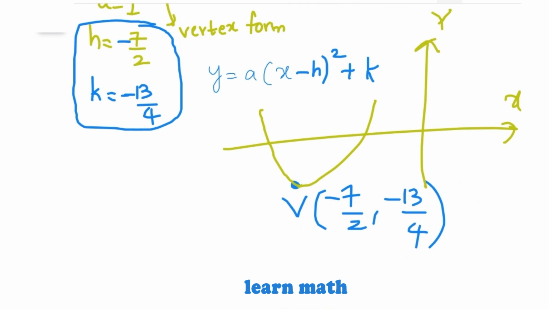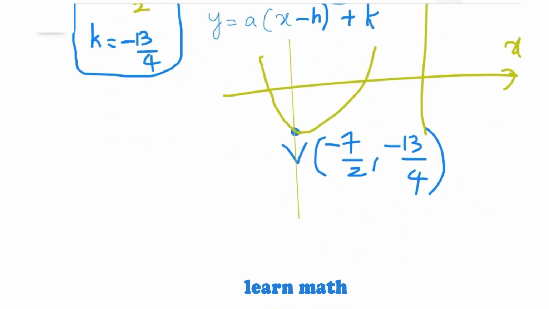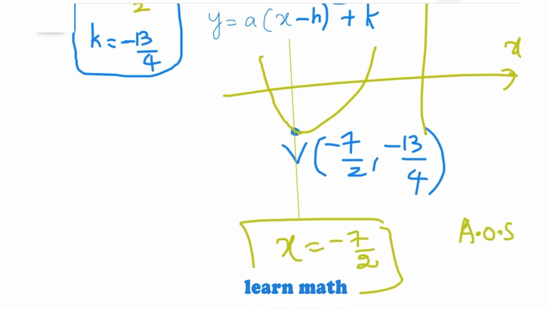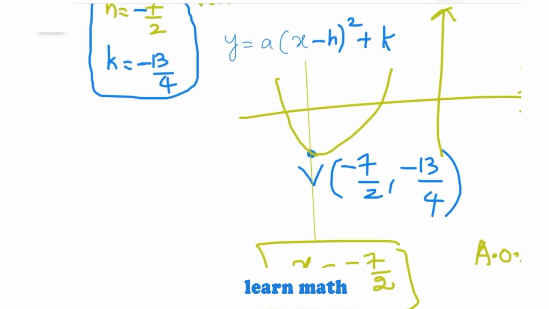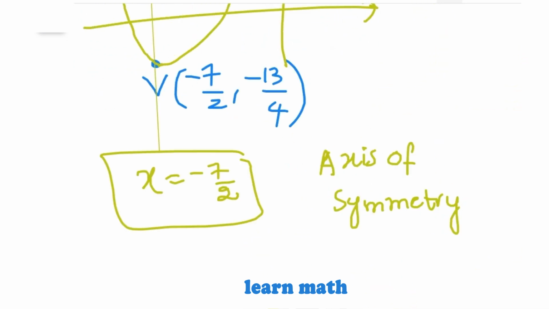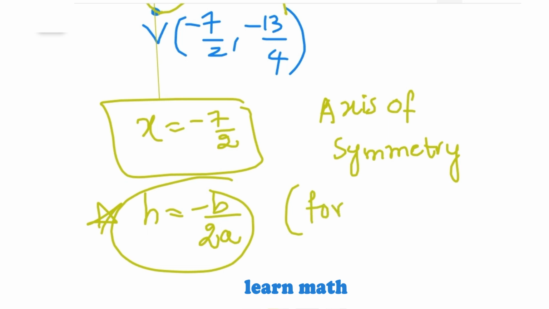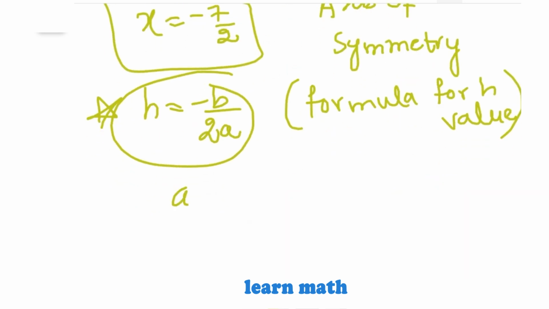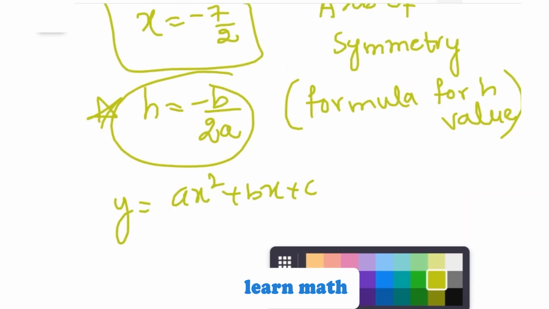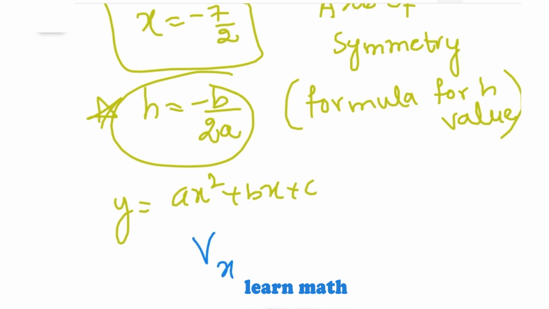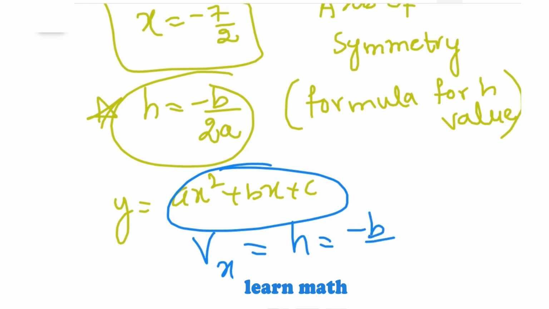The axis of symmetry is something like this. The equation of this line is x equal to negative 7 over 2. That is AOS, the axis of symmetry, for H. The formula for H is negative b by 2a. So if ax squared plus bx plus c is given, the x coordinate of the vertex, h, is equal to negative b by 2a.